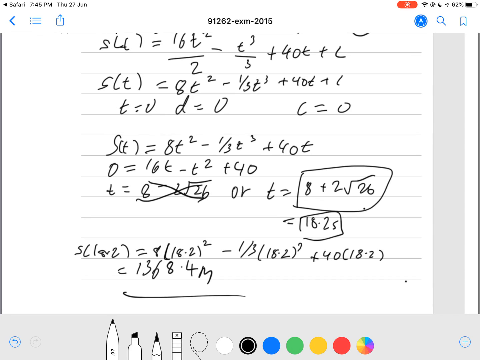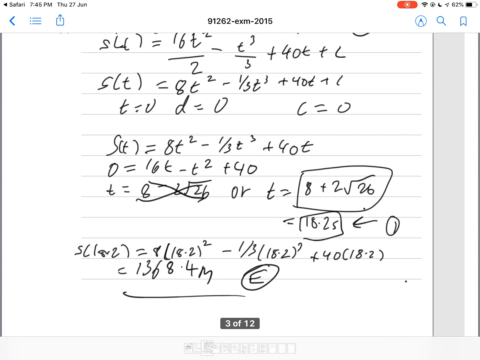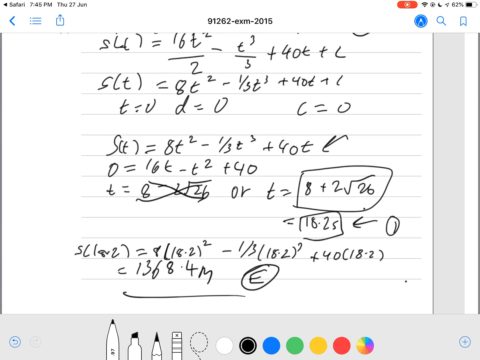Getting the correct distance here will get you your excellence grade. To get a merit grade, you have to find when v is 0, so you find your 18.2 seconds here, and you find your equation for distance, s of t, which is point number 2. Both of these points will get you a merit grade. To get an achieved grade, you're looking at finding the correct time, which is 18.2 seconds, or finding the correct formula for distance. Either one of these two will get you an achieved. Both for merit, one for achieved. All right.